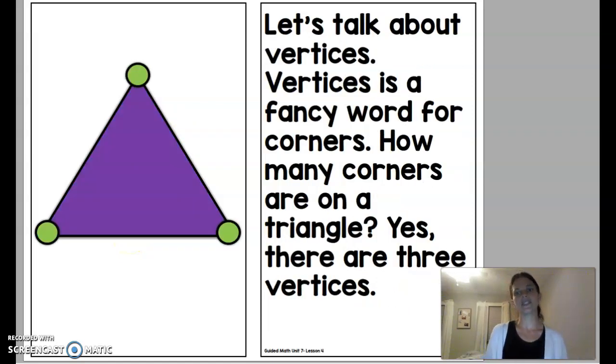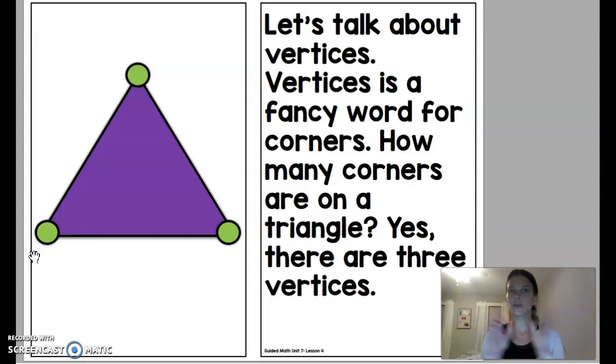Let's talk about vertices. Vertices is a fancy word for corners. How many corners are on a triangle? Well, the corners are where the green dots are. It's where a line meets a line. So let's count the corners, the vertices. 1, 2, 3. Yes, there are 3 vertices.